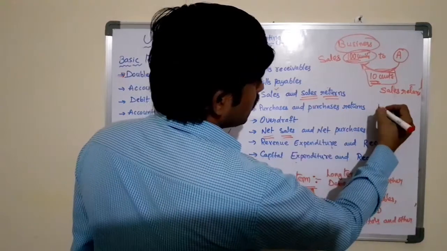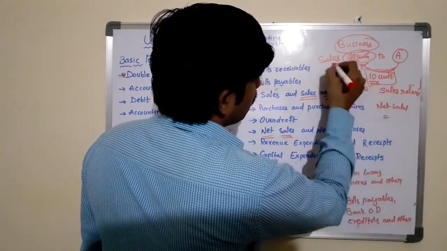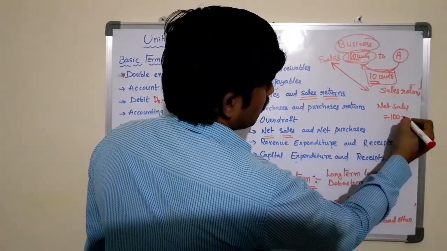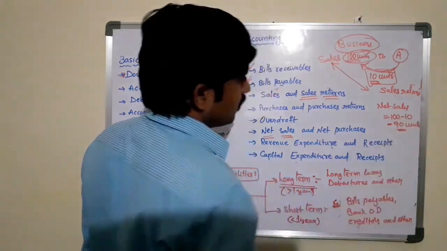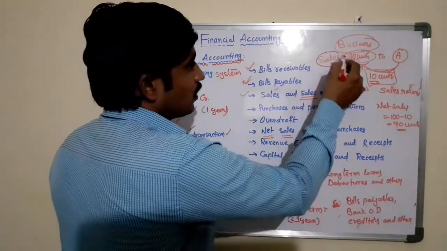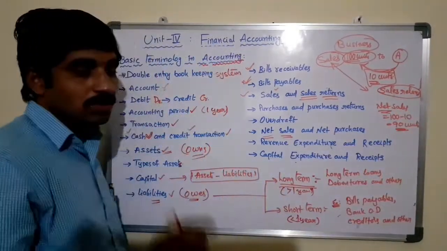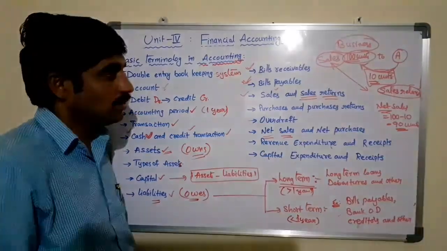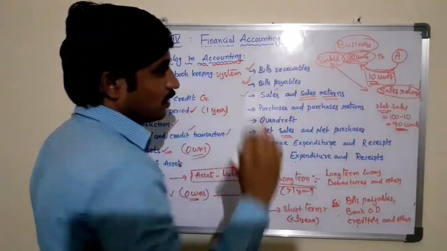So what is net sales here? Net sales means the difference between the sales and sales returns, that is 100 minus 10 equals 90 units, which is known as net sales. It means the difference between the total sales and the sales returns during the particular period is known as net sales. So this is about the sales, sales returns, and net sales.